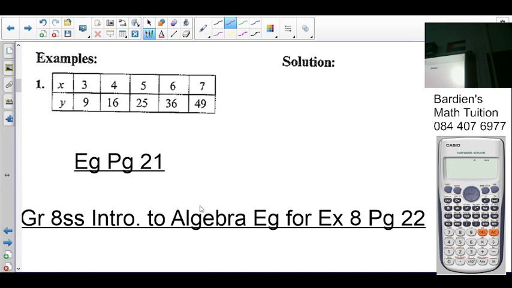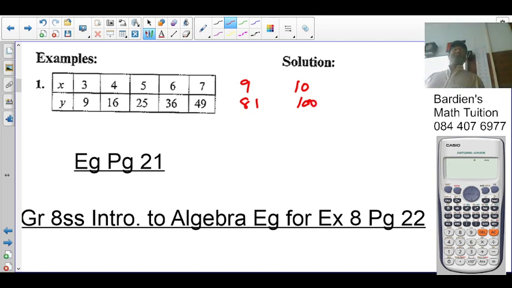What if X was 9? Y is 81. If X is 15, Y is 30? Or is that too big for you? 10. 100. 15 would have been 15 times 15, which is 225.